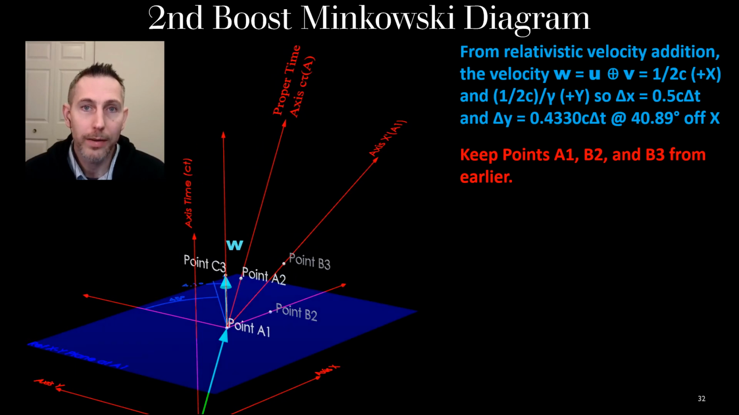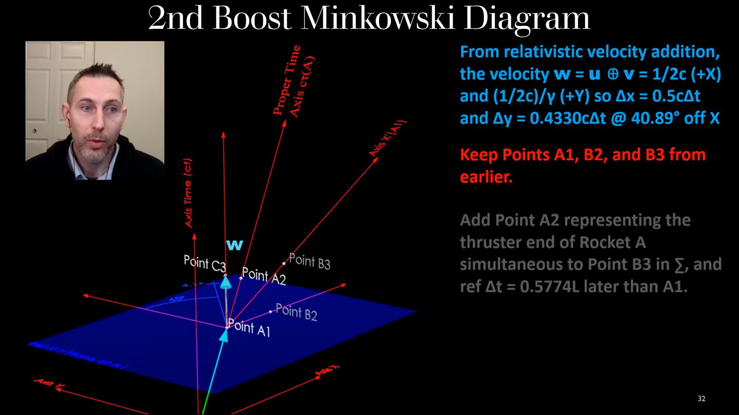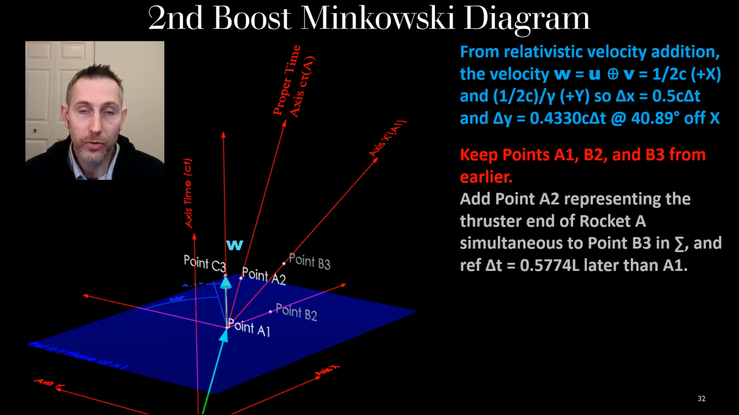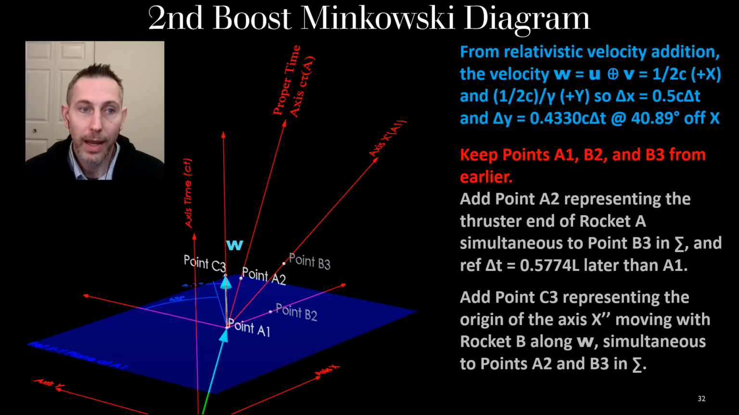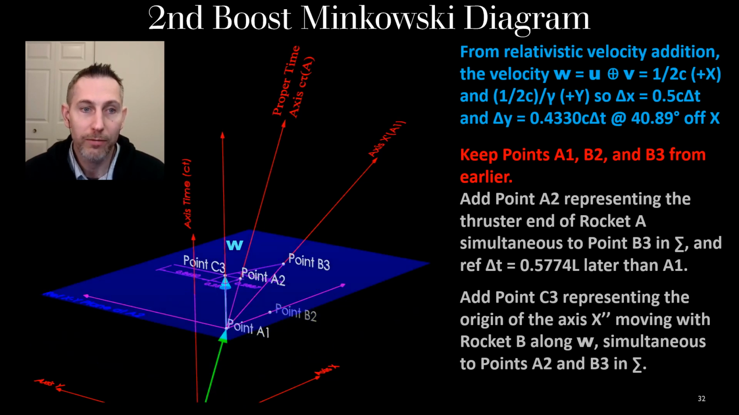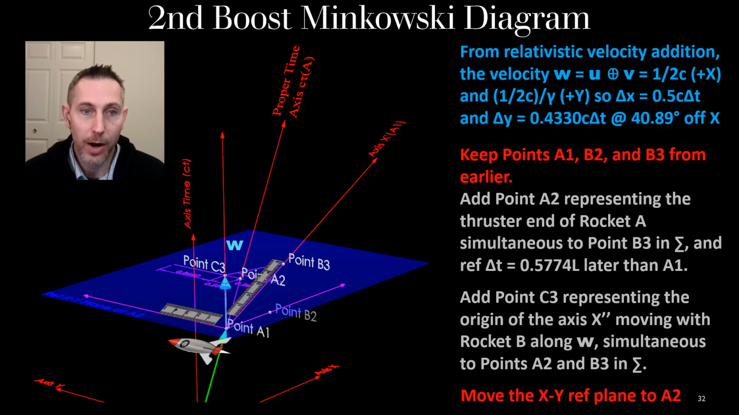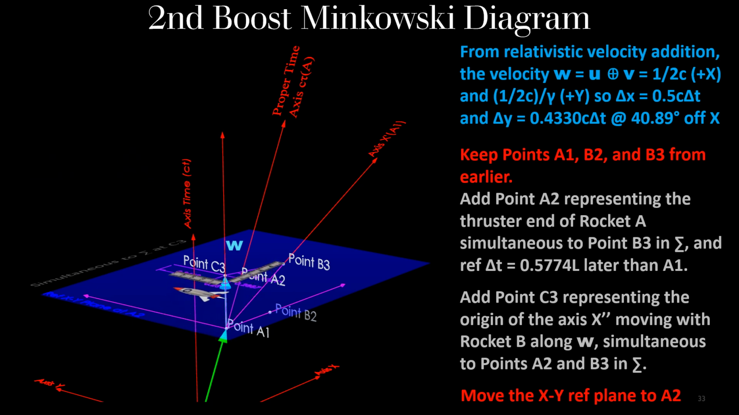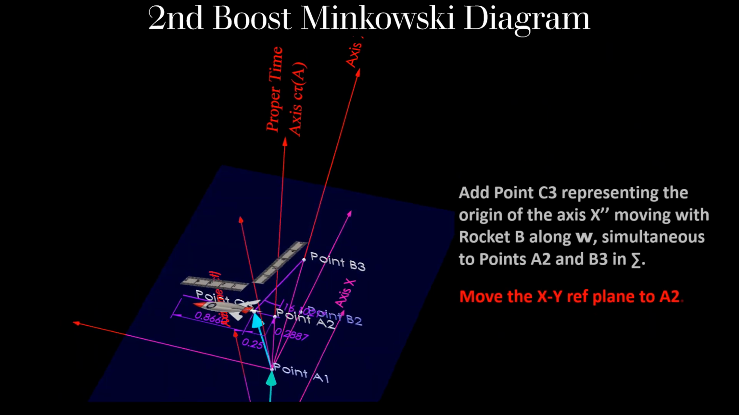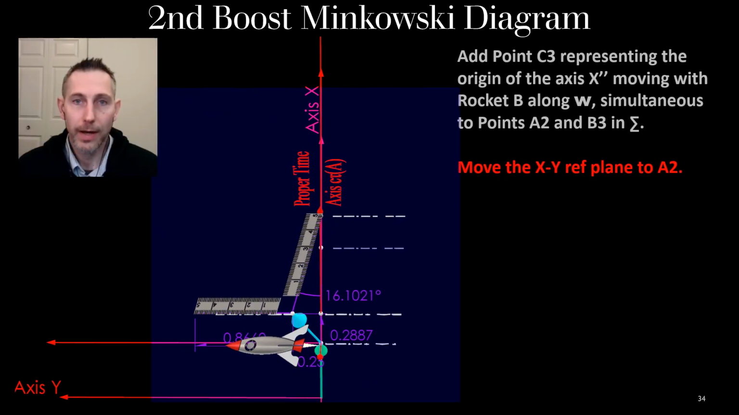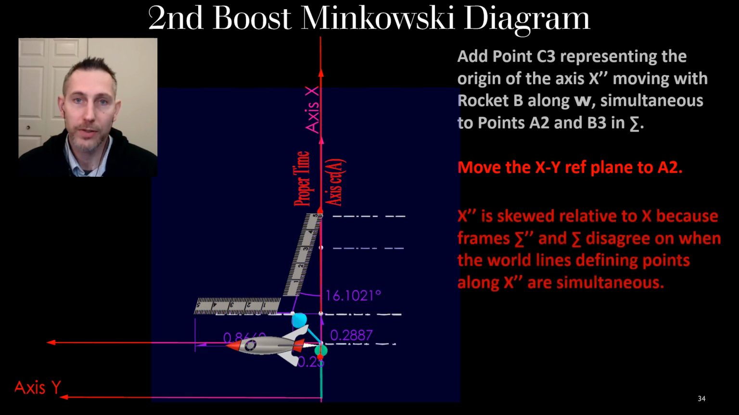Keep points A1, B2, and B3. Add point A2 representing the thruster end of rocket A simultaneous to B3 in sigma. Add point C3 representing the origin of the x double prime axis shown. Move the XY reference plane to A2. Rocket B and scales aligned with sigma prime are compared to the sigma reference. Here is a top view of the diagram aligned with reference time.